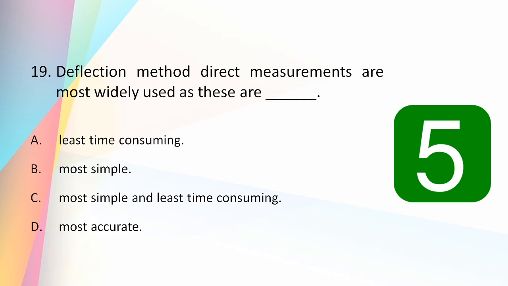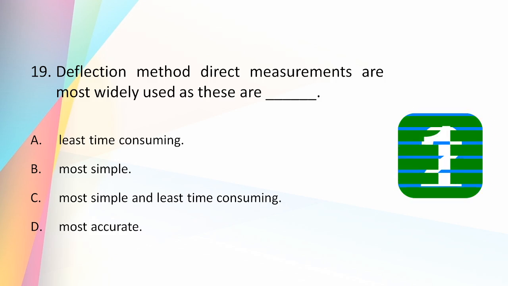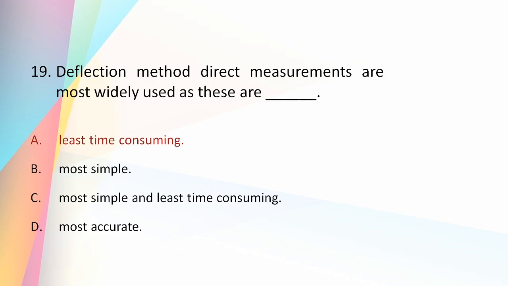Deflection method direct measurements are most widely used as these are: least time consuming, most simple, most accurate. And the answer is they are least time consuming. In deflection method direct measurements, the value of the unknown quantity is determined with the help of measuring instruments having a calibrated scale indicating the quantity under measurement directly, such as measurement of current, which is given by an ammeter. This process is also less time consuming.